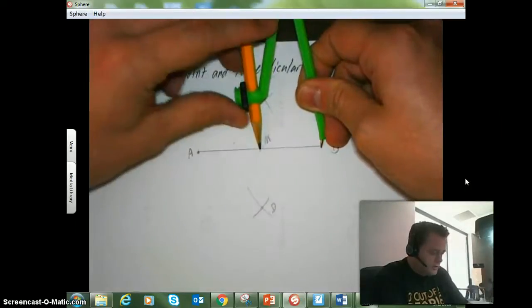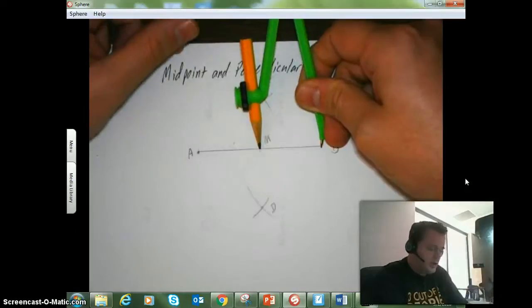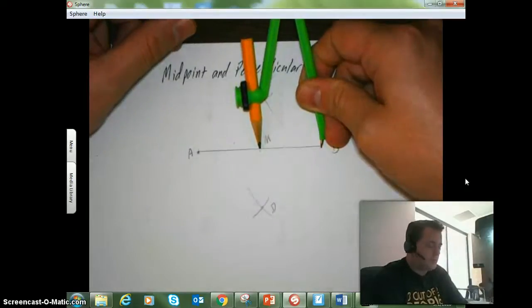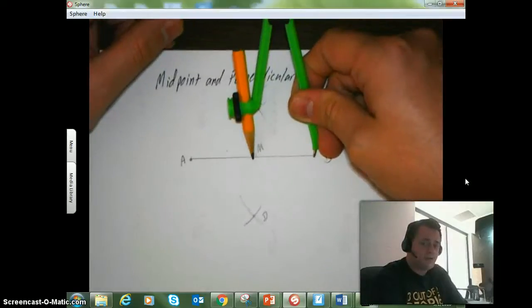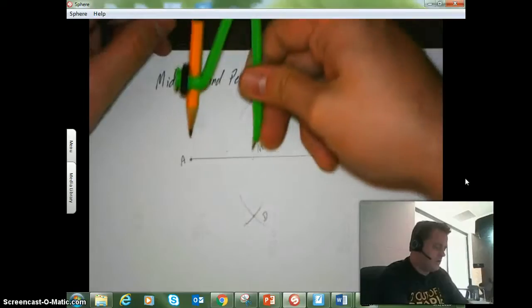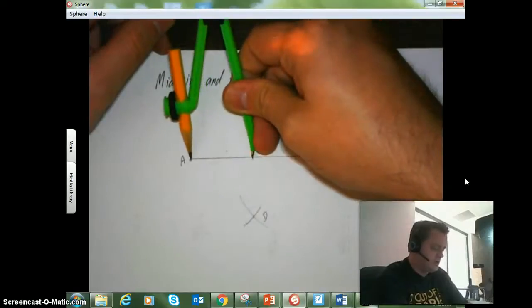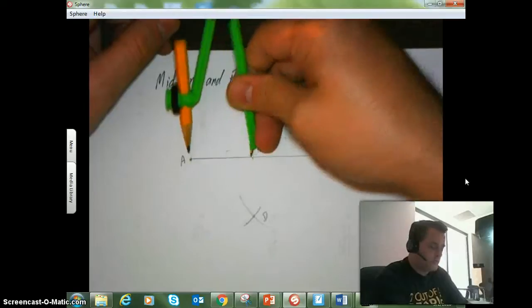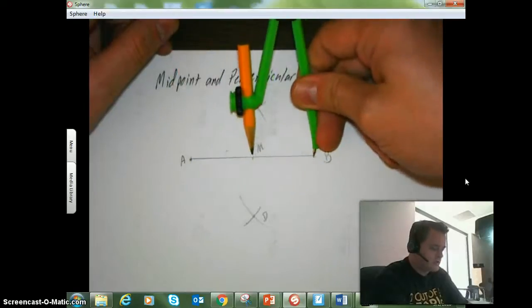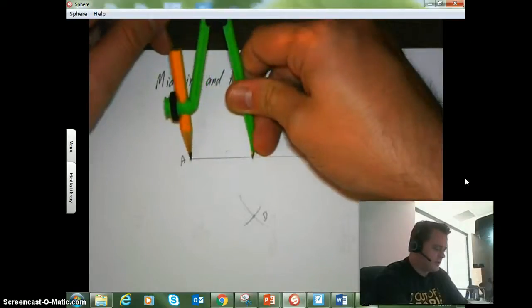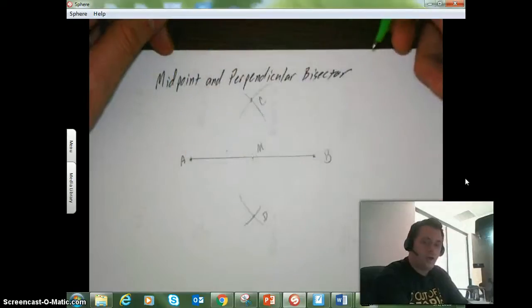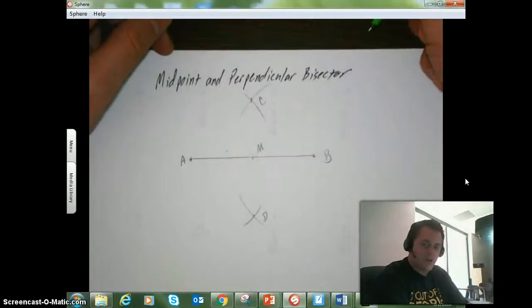And if I constructed it correctly, when I pick up the compass to measure the other half of the segment, from A to M, it should be the same distance. So when I move it here from A to M, we can see that the length is still the same. So without having to actually measure what the distance is, we're using our compass to verify that yes, we did indeed locate the midpoint of segment AB. So that is the first part of it.